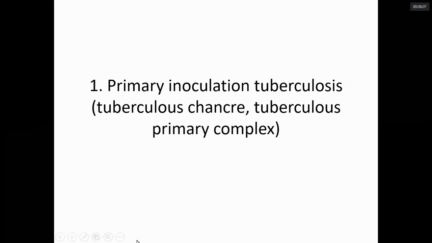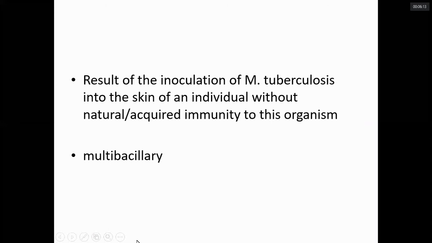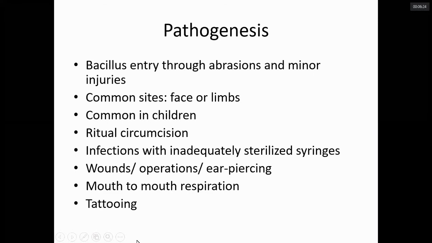Now the clinical features. First of all, primary inoculation tuberculosis. It is also called tuberculous chancre or tuberculous primary complex. It results from the inoculation of Mycobacterium tuberculosis into the skin of an individual without prior immunity to the organism. It is a multibacillary form, and the bacillus enters the skin through abrasions and minor injuries. Common sites are face and limbs. It is more commonly seen in children.